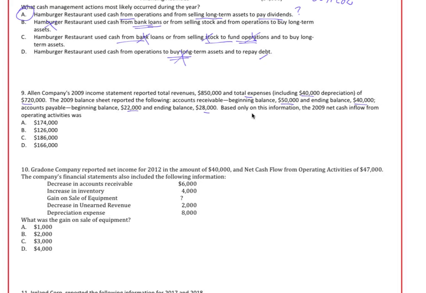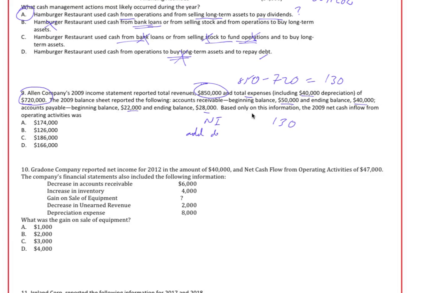So what we're going to do, of course, is start off with the net income, and we haven't got that, so it must be presumably the 850 less the expenses. We're not told anything about taxes, so presumably taxes are included in that 720. So the net income of 850 less 720 gives us a net income of 130. So we're going to say net income is 130, and then we're going to add back these reconciling items.